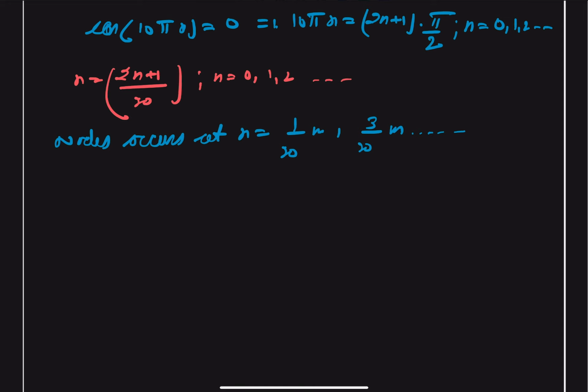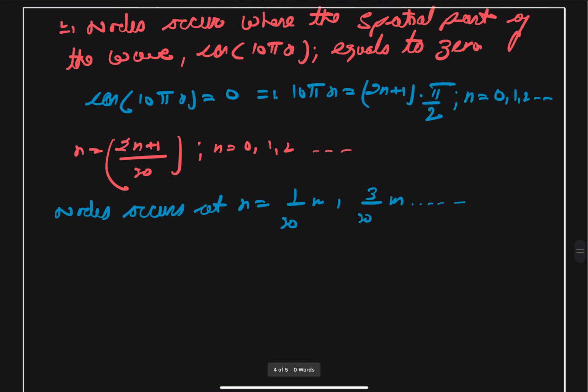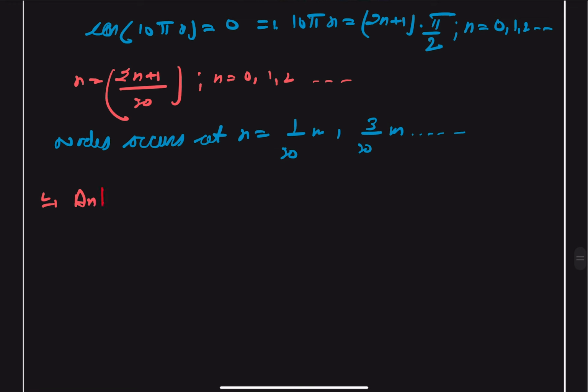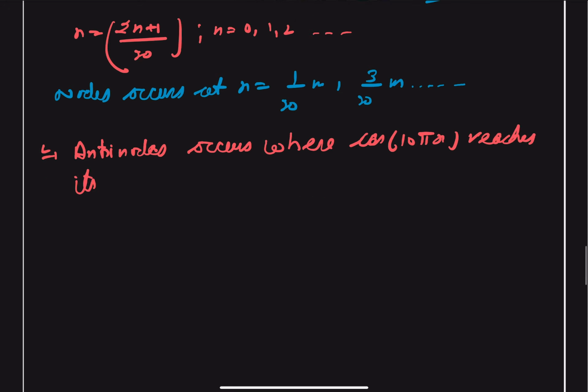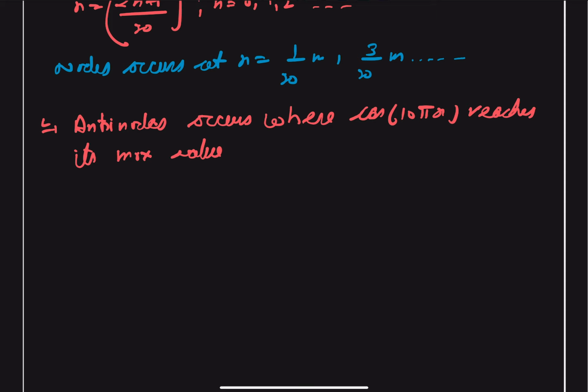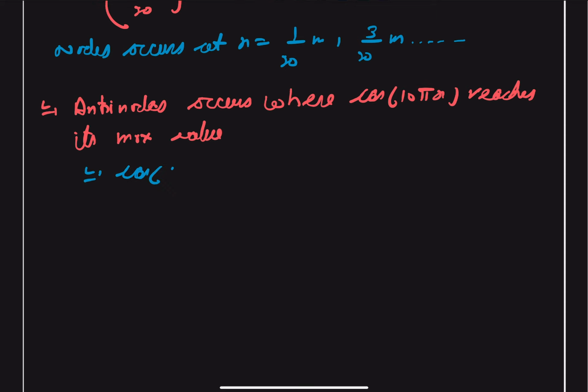And let's find out our antinode now. So we can say that antinodes occur where cos of 10 pi x reaches its maximum value, or we can say that our cos of 10 pi x will be equal to plus minus 1.